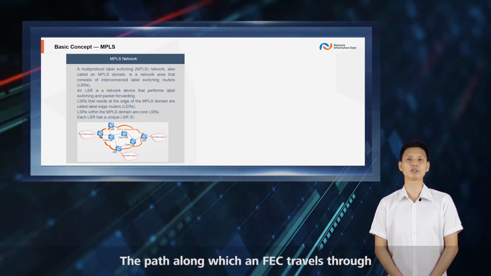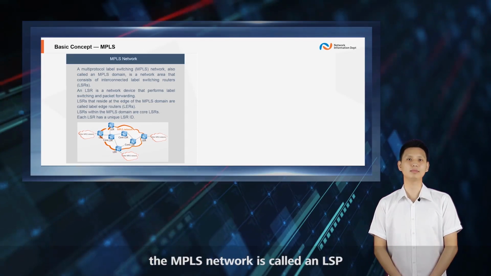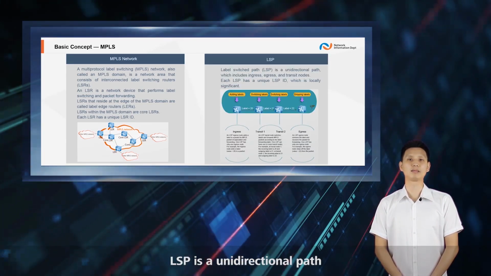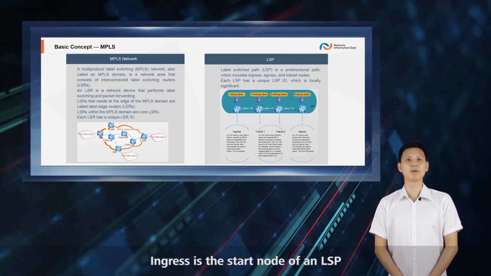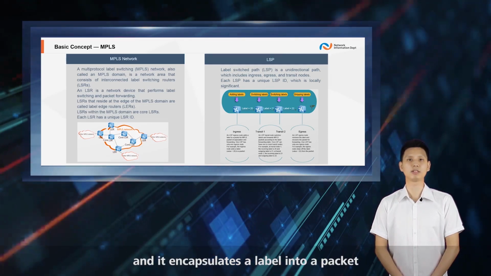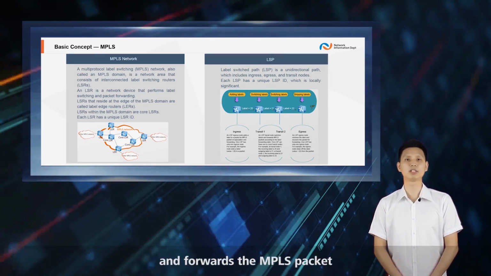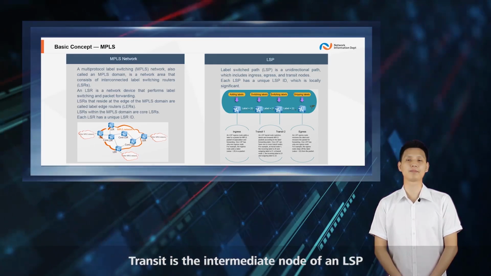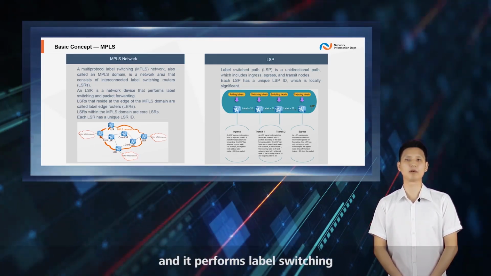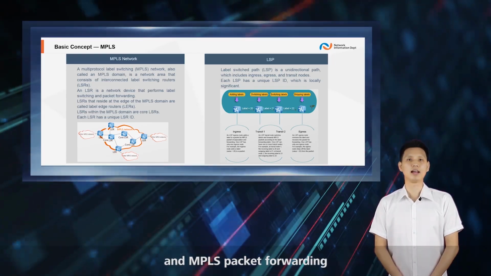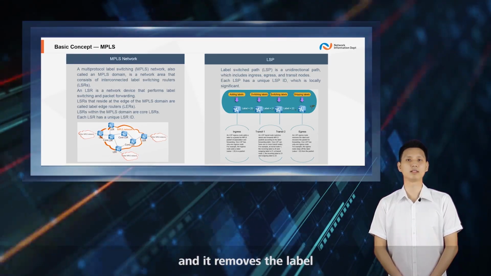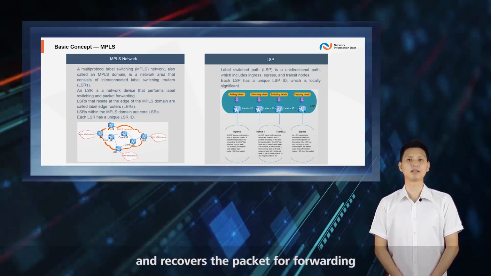The path along which an FEC travels through the MPLS network is called an LSP. LSP is a unidirectional path. Ingress is the start node of an LSP, and it encapsulates a label into a packet and forwards the MPLS packet. Transit is the intermediate node of an LSP, and it performs label switching and MPLS packet forwarding. Egress is the last node of an LSP, and it removes the label and recovers the packet for forwarding.